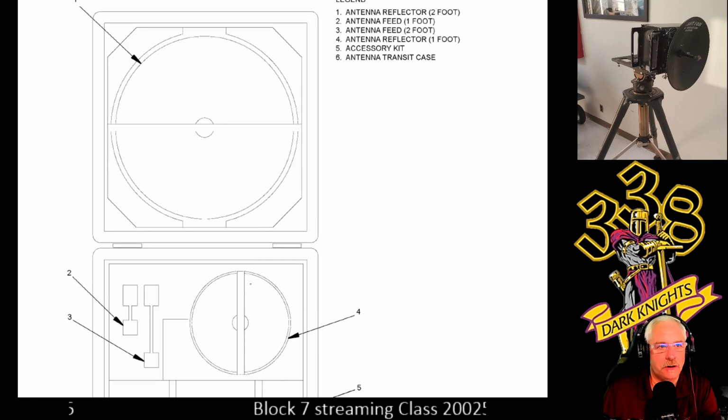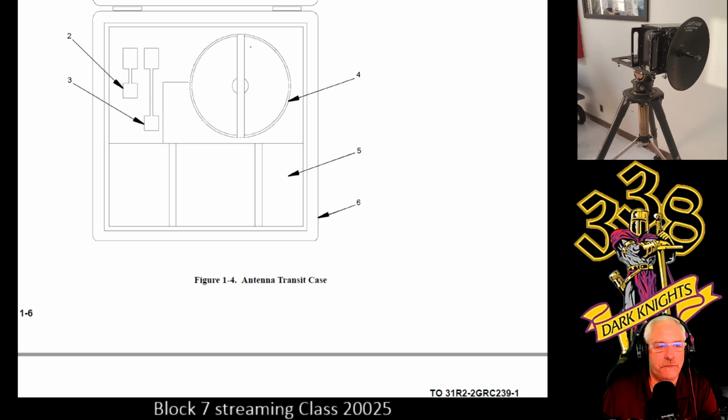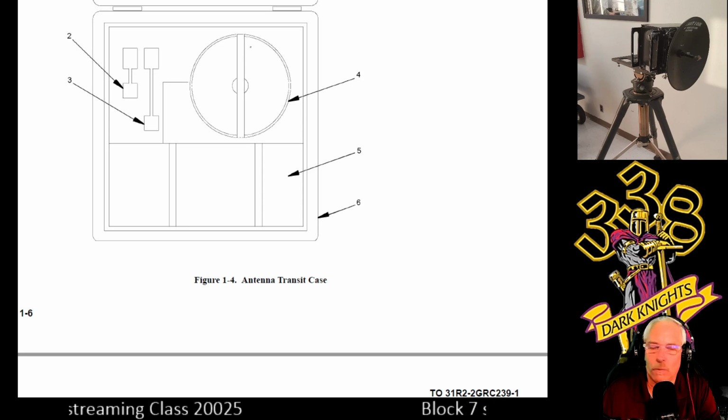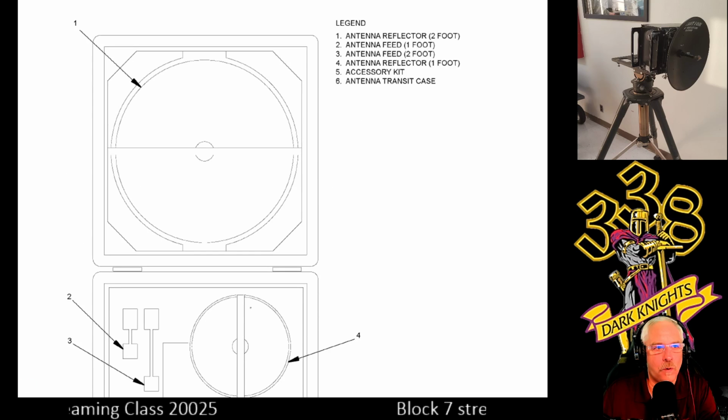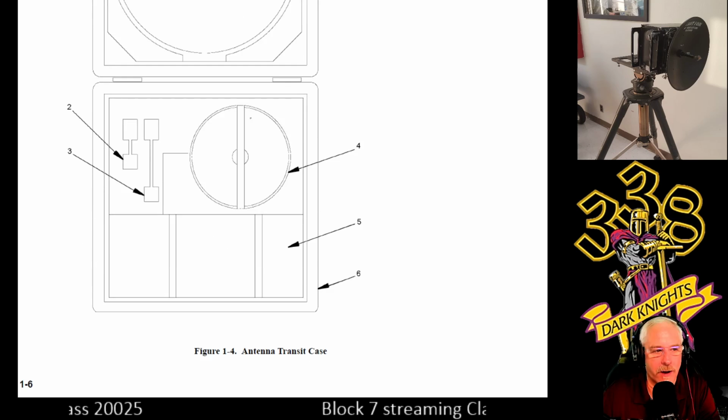And here's your 1 foot and 2 foot dish section. Number 5 and 6, or number 5 is, that's where the cables and stakes to put the mast up. You can see 2 and 3, those are where your waveguides are. Number 4 is where the 1 foot dish is, and number 1 is where the 2 foot dish goes. So this is when you open it up and extend it all the way.